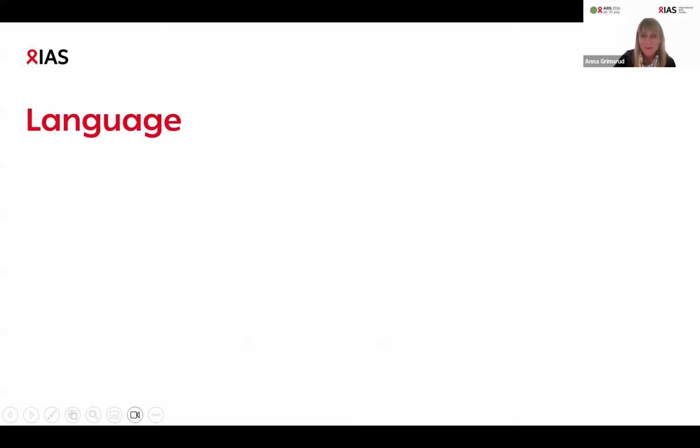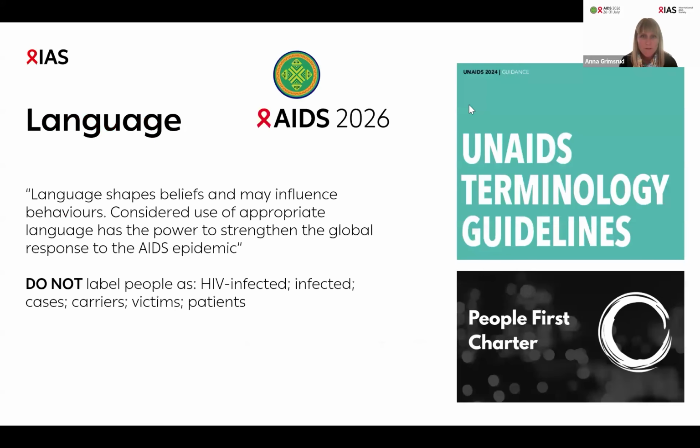Great, thanks very much. So language is something that's really important, obviously, in the way that you write, but it also has a very specific importance within the HIV response. So if you go to the next slide, you'll see that for all of the work that we do at the JIAS, in terms of our conferences and any language that we put out, we feel very strongly about the importance of person-first language and adhere to the people-first charter.